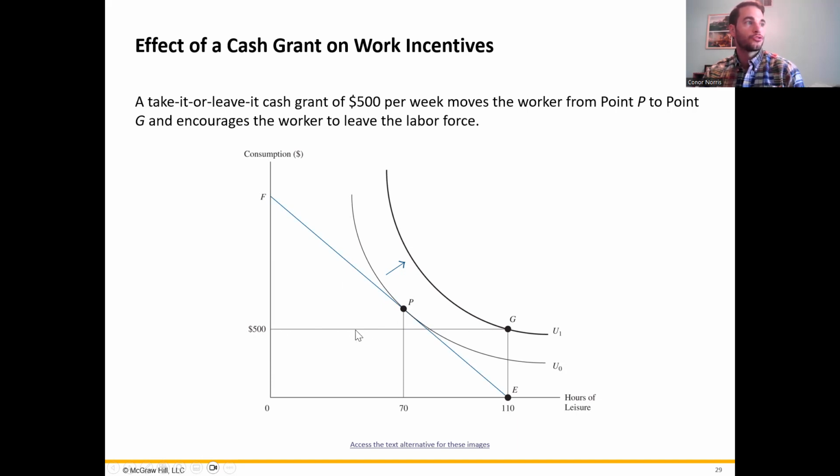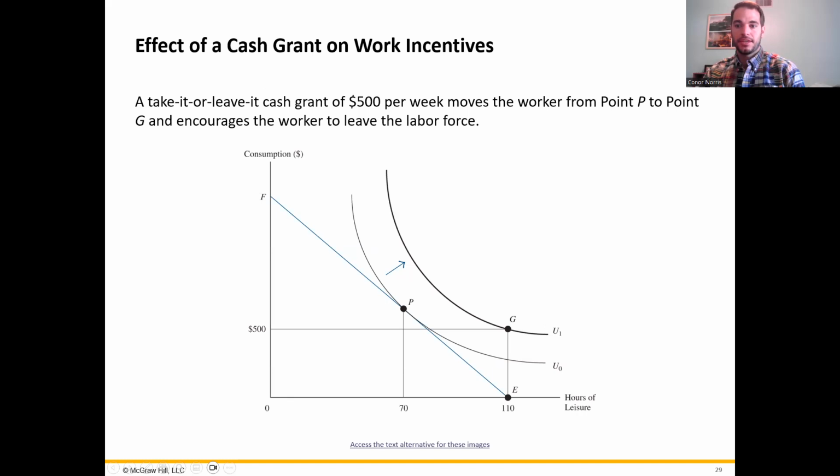So we draw a straight line out from here. It can go as far out to the 110 hours of leisure, but it can go no farther than that because that's how many hours there are in the week. In this case, I think they're excluding time to sleep each night. So they can go all the way out to this utility curve U1 at point G.